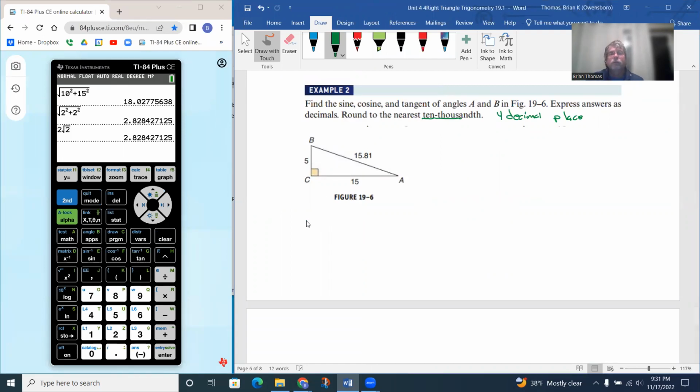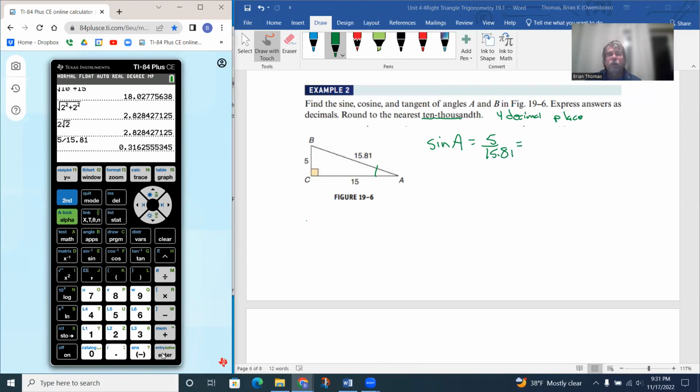So again, let's start with respect to angle A. If I want to find the sine of A, that's going to be the opposite over the hypotenuse. That's going to be 5 over 15.81. So if we do that math, 5 divided by 15.81, and round that to 4 decimal places, that's going to be 0.316, and that 4th place is going to actually have to change to a 3 because of that 5 there.